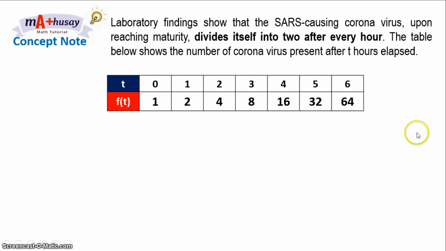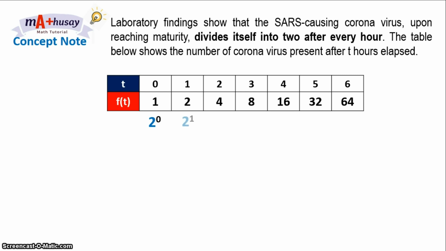When t is 4, yung number of coronavirus is 16. After 5 hours naman, naging 32 na yung coronavirus present. And lastly, at 6 hours, yung number of coronavirus present will be 64. If you notice, the number of coronavirus can be expressed in exponential form as follows. Yung 1, pwedeng 2 raised to 0. Di ba? Gaya ng sinabi ko, any number raised to 0 is 1.